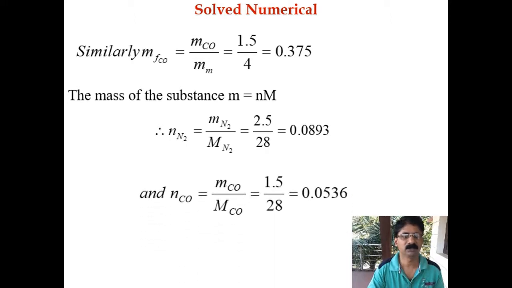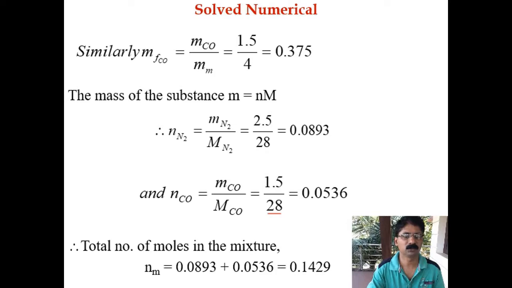Similarly, you can find out the number of moles of carbon monoxide, which is mass of CO divided by molecular weight of CO. CO is carbon plus oxygen. Carbon is 12, oxygen is 16, 12 plus 16 is 28. So it is 1.5 divided by 28 here. So it is 0.0536. Now if you add these two, you will get the total number of moles of the mixture, that is 0.0893 plus 0.0536 is equal to 0.1429.